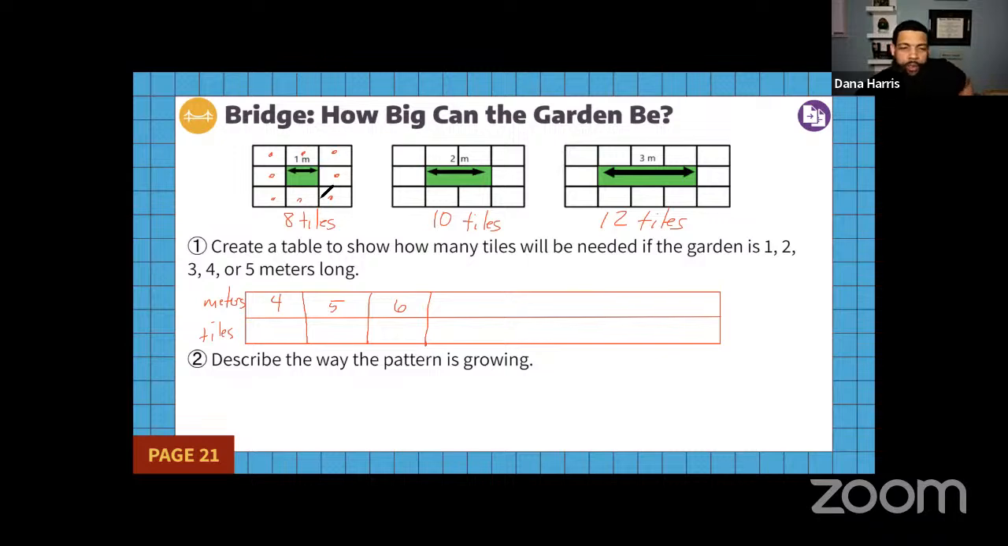All right. So notice the number of tiles is increasing. When it was 1 meter, it was 8 tiles. When it was 2 meters, it was 10 tiles. When it was 3 meters, it was 12 tiles. So it looks to have a pattern of the tiles increasing by 2 each time. So when I go from 3 meters to 4 meters, it's going to be 14 tiles, and then 16 tiles, and then 18 tiles. Okay. So if we describe the way the pattern is growing, the number of tiles is increasing by 2 for every increase in length of 1 meter. And that's it. All right. So that's that. Let's clear this out and go on to the next one.